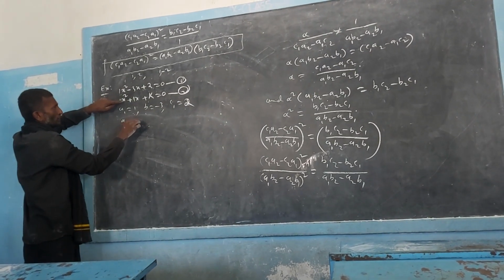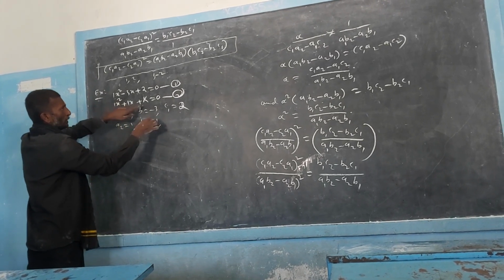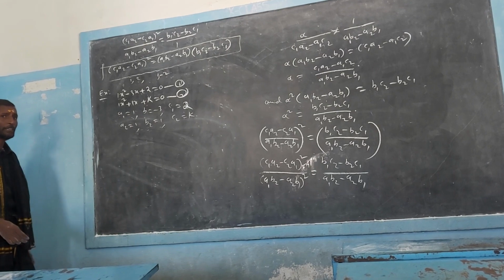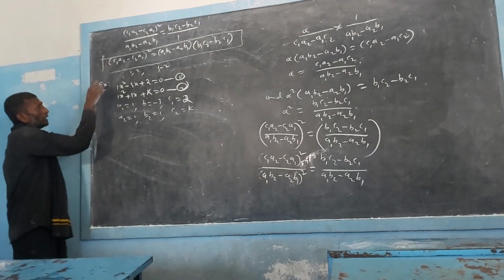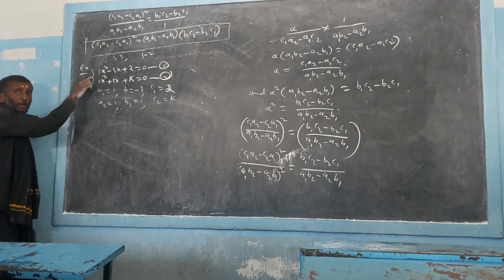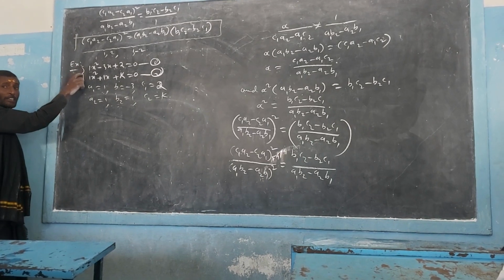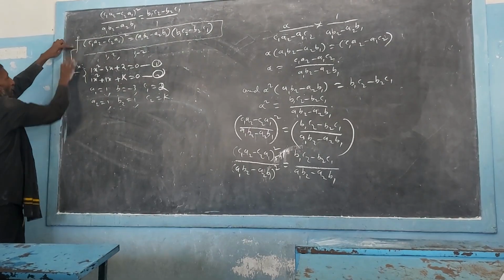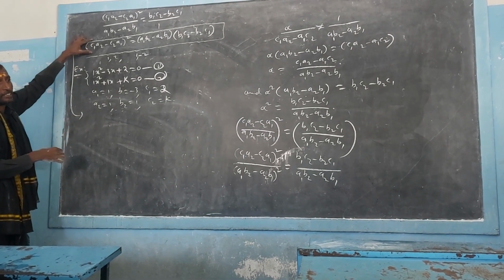a2 is 1, b2 is 1, c2 is k. So I want to find the value of k. For that, the problem itself has given us both equations, and they exist with a common root. This is possible if and only if both equations satisfy this condition.